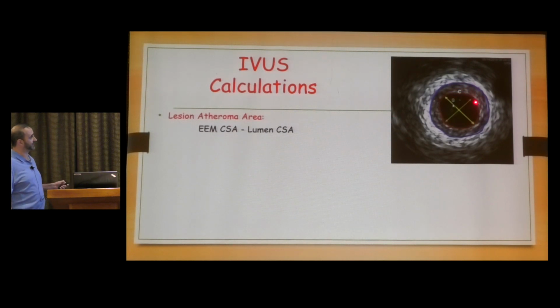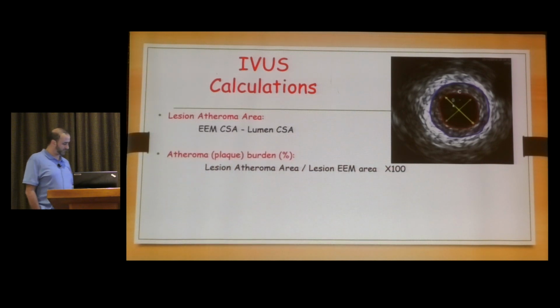We also can do lesion atheroma area, which is the area between the red and the blue. This is how much atheroma we have in that area. So we measure both areas and subtract them from each other, and we get what we call lesion atheroma area. It's also called the plaque burden percentage, which is the lesion atheroma area we have here, and we divide that by the big area we have, the big area inside the EEM, multiply by 100, we get the plaque burden percentage.